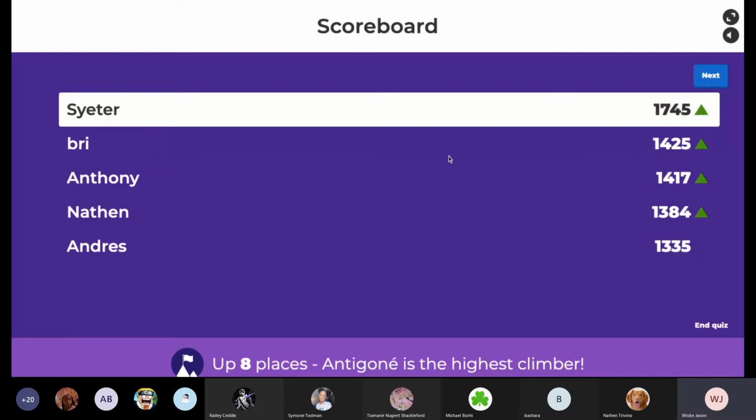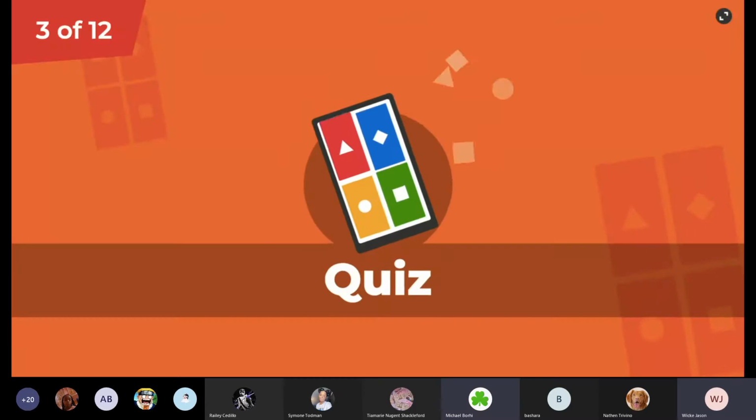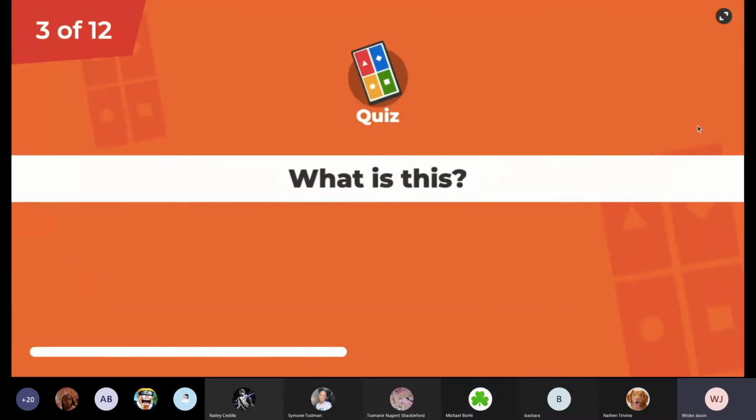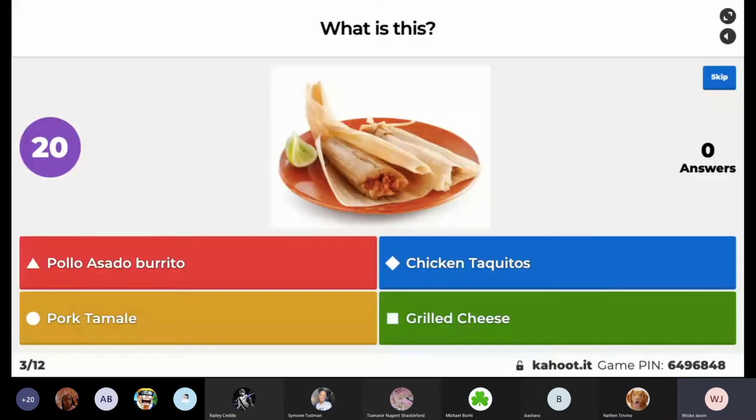So we have a new leader, Saita. Well done, Saita. Brownie in 2nd, Anthony in 3rd, Nathan in 4th. Number 3. What is this? I'll give you a clue for this one. This food was actually in a text that we had a few weeks ago.